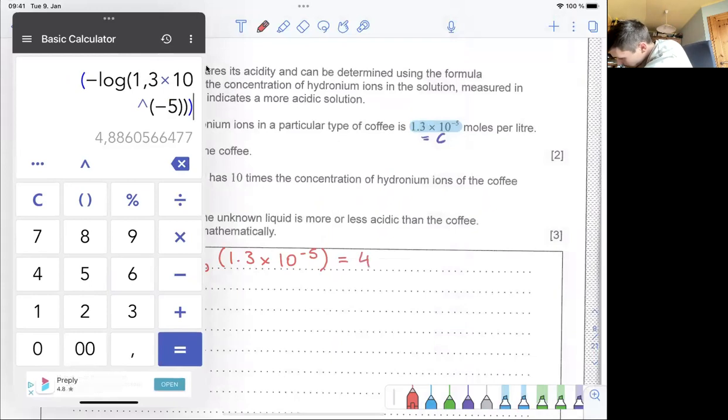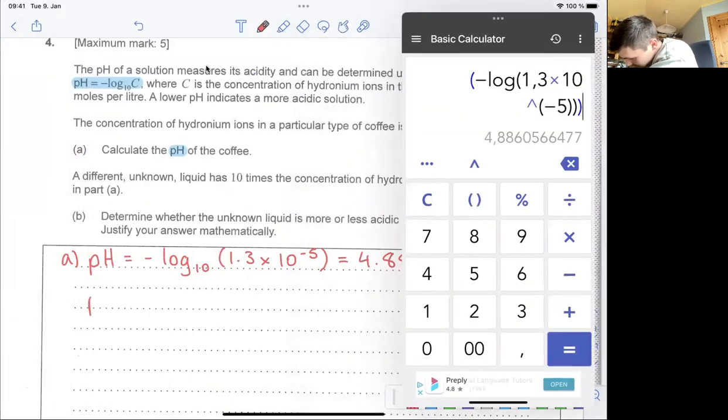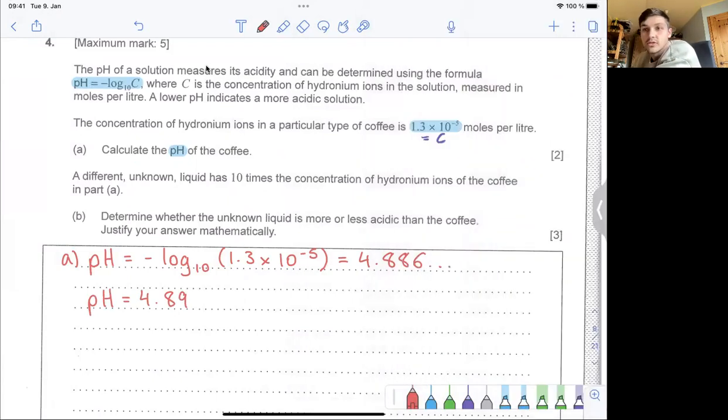We'll go 4.886... and we'll round that to 3 significant figures. So pH is going to be 4.89, which is, funny enough, factually correct. The acidity of coffee tends to differ between varieties, but it ranges from around 4.85 to about 5.1. So that's cool, factually correct. All right, let's move on to part B.